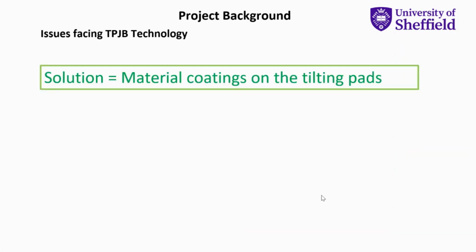So the solution for this is what I'm researching in my PhD. So it's using material coatings on the tilting pads in order to protect them. So traditionally, again, in tilting pad journal bearings, white babbitt is put onto the surface of the pad, which wears pretty easily. So I'm looking at material coatings such as PEEK in order to reduce the friction coefficient and reduce the wear experienced on the pad. But like I said, this is a new area.